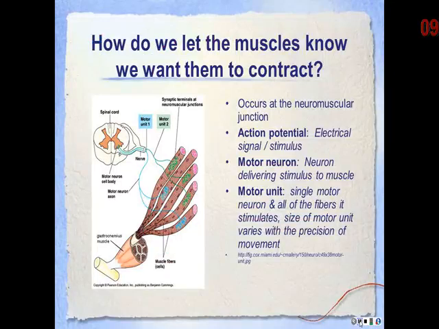So how do our muscles know when to contract? The information is transmitted at the neuromuscular junction where the nerve meets the muscle.